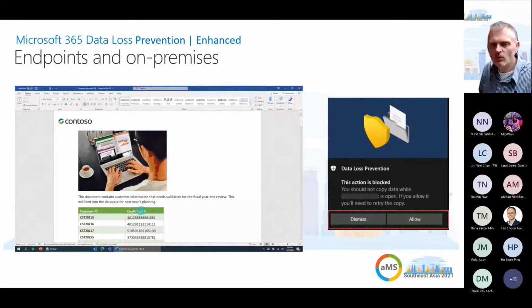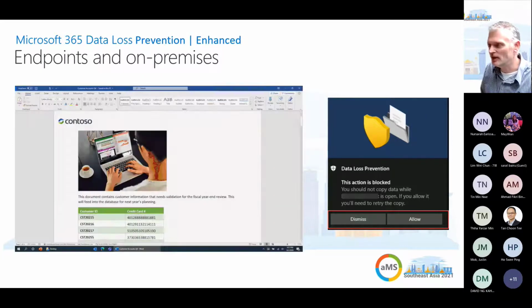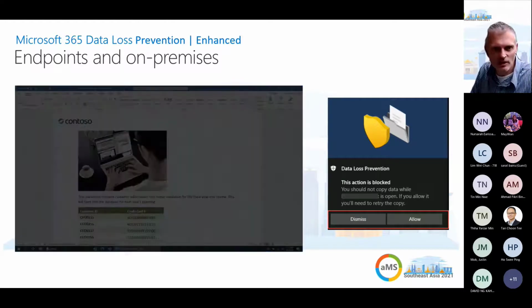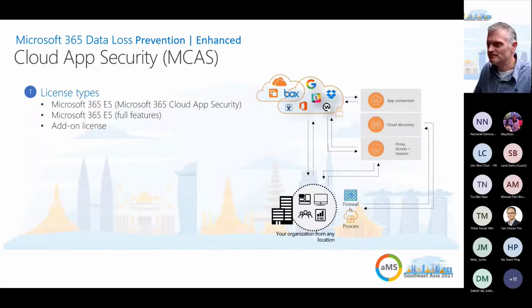Just to give you an example, this shows you how Endpoint DLP basically, in a very, very small nutshell, works from a device. So someone is trying to copy some specific sensitive information, copying information is not allowed, and then you get the pop-up from data loss prevention. So that's the Endpoint DLP in action.